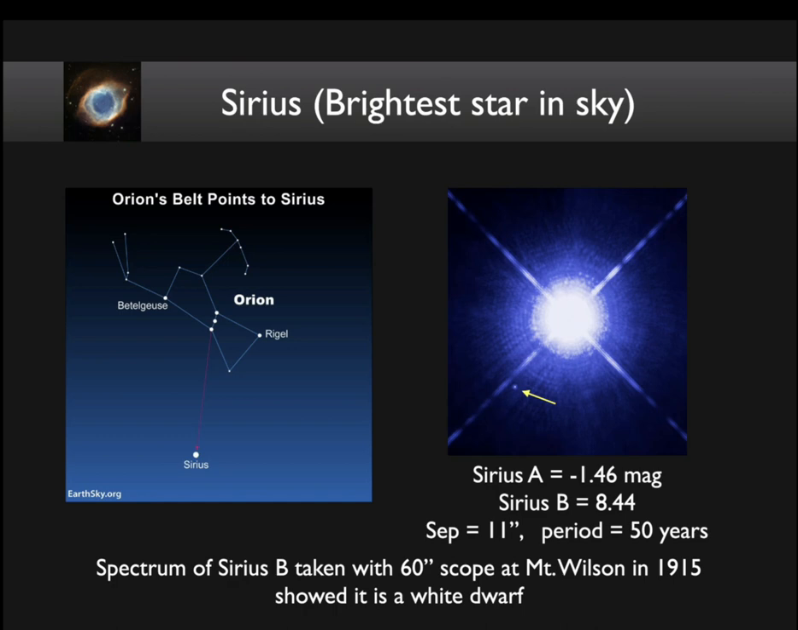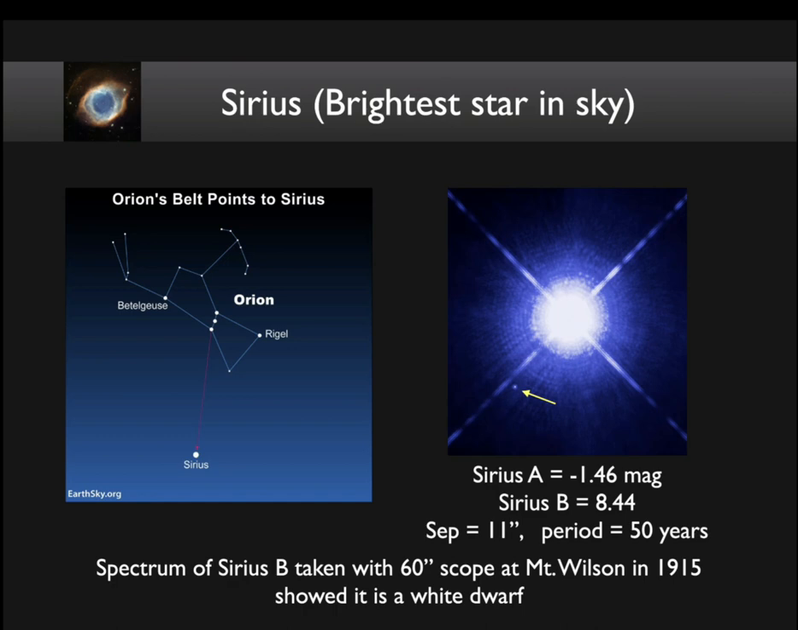Sirius B, this white dwarf, is orbiting Sirius with a period of about 50 years. It's much, much fainter than Sirius itself, so it's very difficult to see. We may or may not be able to see it with the 60-inch telescope, but if we did, it'd be very cool.